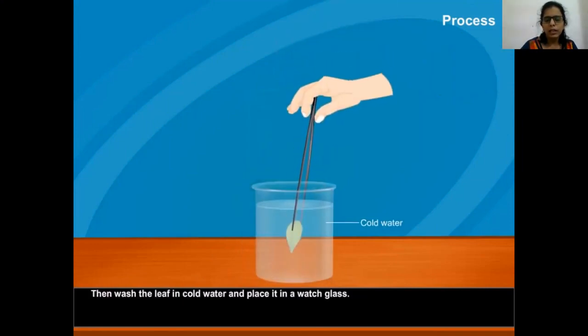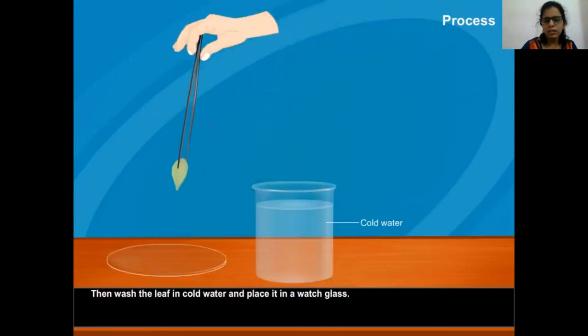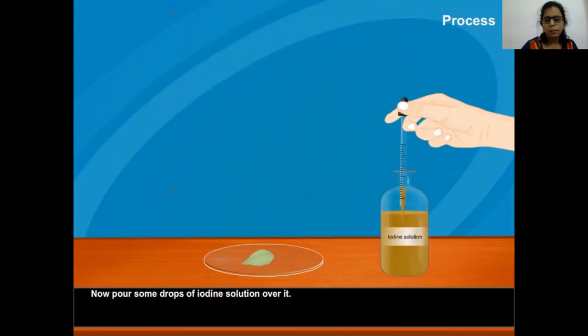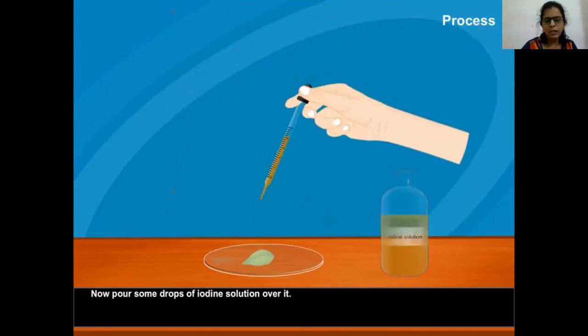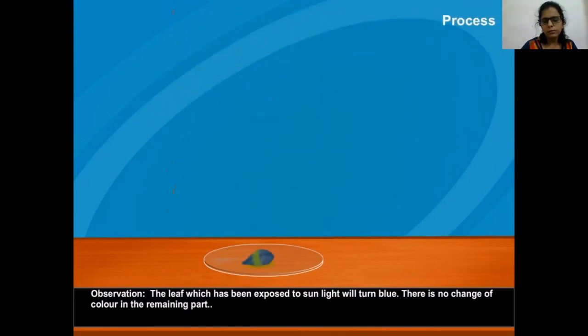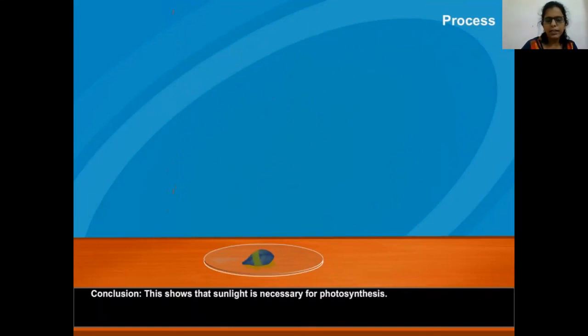Now you have to take the leaf and just dip it in cold water to make it soft, because after boiling it in alcohol, the leaf becomes brittle. Spread the leaf on the petri dish and drop iodine on the leaf. Now you can see the center part of the leaf, which was covered with the black paper, was still yellowish color, and the side parts of the leaf, which were exposed to sunlight, have shown blue-black color.